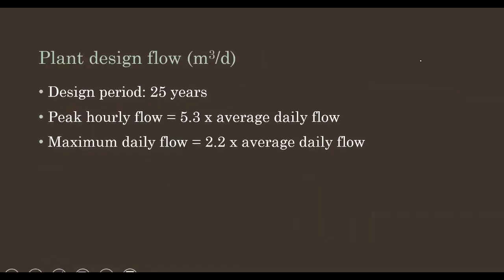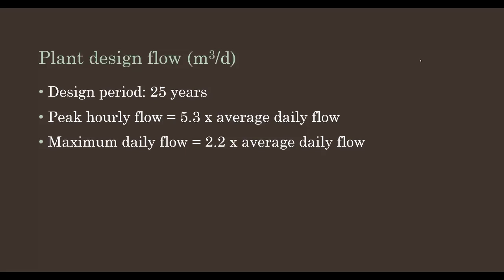The design period has been specified at 25 years. You can use a peak hourly flow rate of 5.3 times the average daily, or the maximum daily flow equal to 2.2 times the daily average. There's also in your textbook a graph that if you go online, it has a point and click function on it. So if you want to use that, you may also use that. Based on your flow rate, you can then determine the peak hourly and the maximum daily.